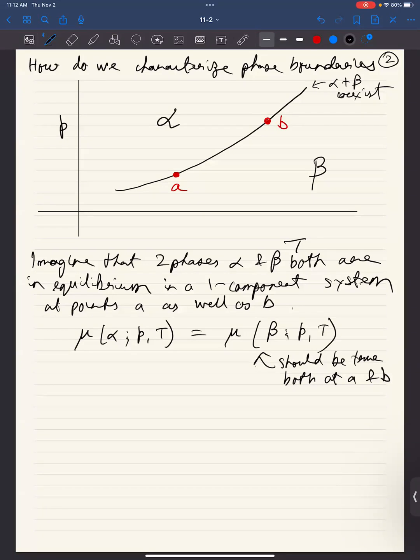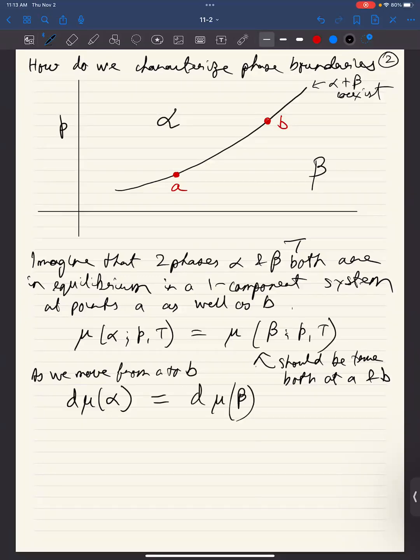So if I want to write down the change in chemical potential of phase alpha as we move from point A to B, the change in chemical potential of phase alpha should be equal to the change in chemical potential of phase beta, right? If they were unequal, then they were equal at A, now they change by a separate amount, then they're not going to be equal at B, right? So this change must be equal. So d mu alpha should be equal to d mu beta. This is a single component system.